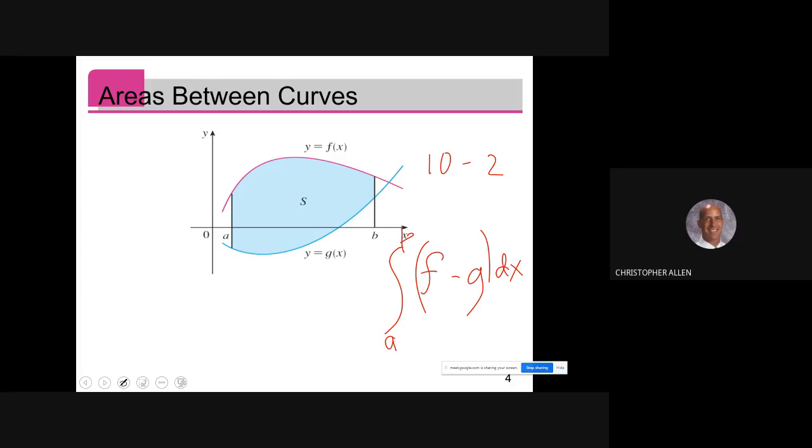That's the big idea. Can you handle that? That's the big idea for today. That's all I've got. I'm just kidding. I'm going to do a couple of examples, but that's the big idea. Take the top curve minus the bottom curve.